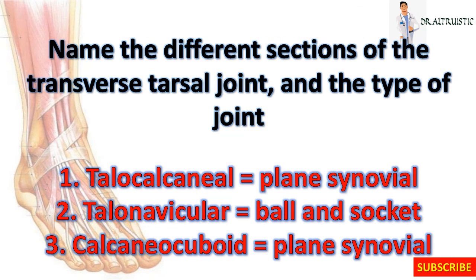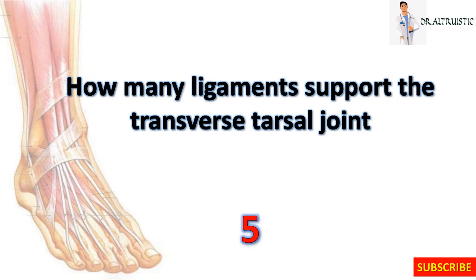Name the different sections of the transverse tarsal joint and the type of joint. 1. Talocalcaneal equals plain synovial. 2. Talonavicular equals ball and socket. 3. Calcaneocuboid equals plain synovial. How many ligaments support the transverse tarsal joint? 5.